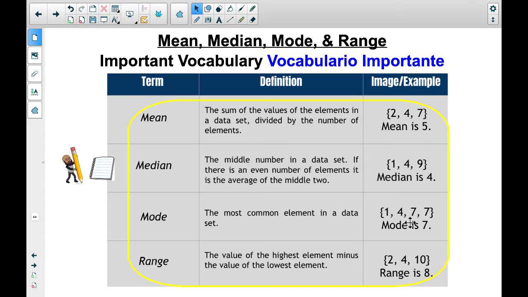Range is a measure of variability. So, range is not a measure of central tendency. It is a measure of spread or variability. And it is found by taking the highest element and subtracting away the lowest element or lowest value. So in this 3-value data set, 10 is the greatest number, 2 is the least. 10 minus 2 is 8, so the range is 8. But once again, range is a measure of variability or difference or spread. It is not a measure of centrality like mean, median, and mode are.